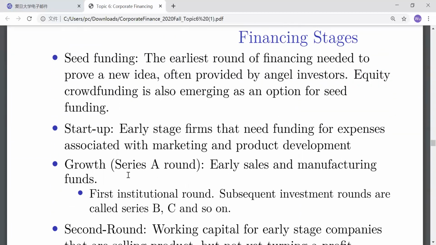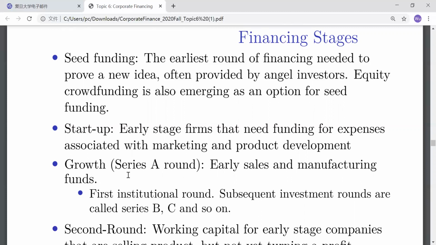And usually venture capital startups, they have different rounds of financing, right? So they start from seed funding, which is the earliest round of financing. And it is supposed to prove a new idea, and it is often provided by angel investors. And there's also another way to do that seed funding, which is equity crowdfunding, which is usually conducted online, right?